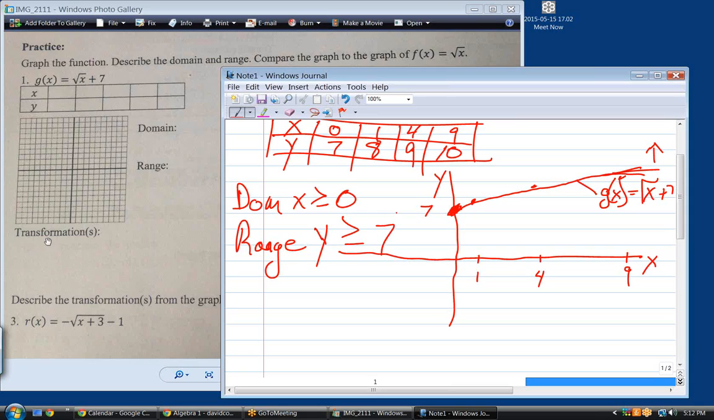And finally, this transformation is the elementary function shifted up by 7 units. And that's exactly what you want to say down here. It's f of x. It's f of x shifted up by 7 units.